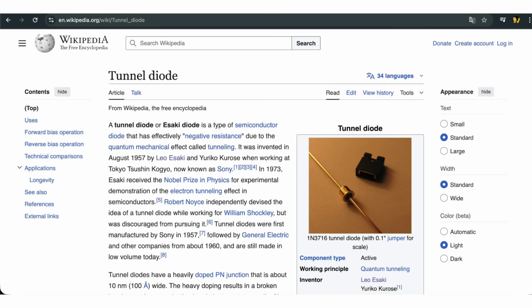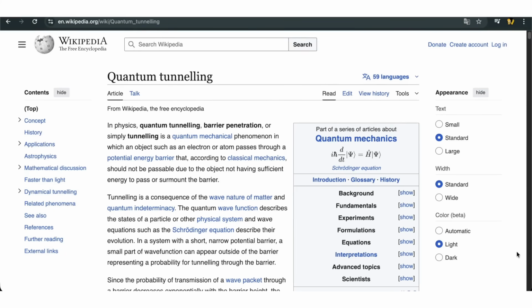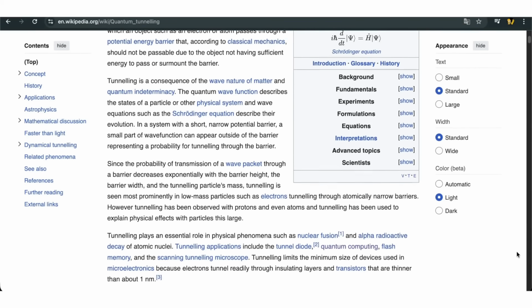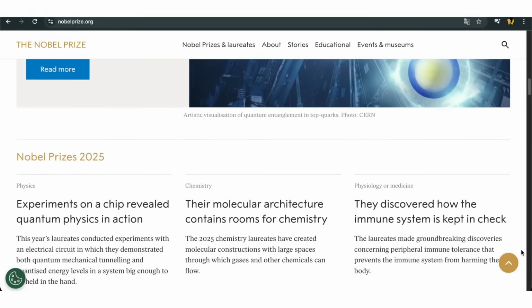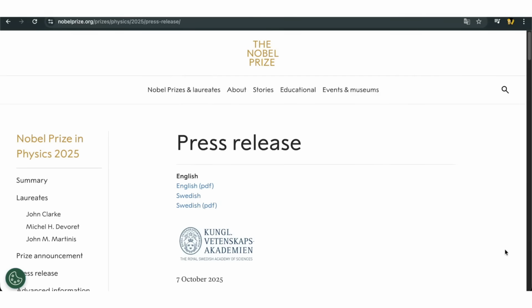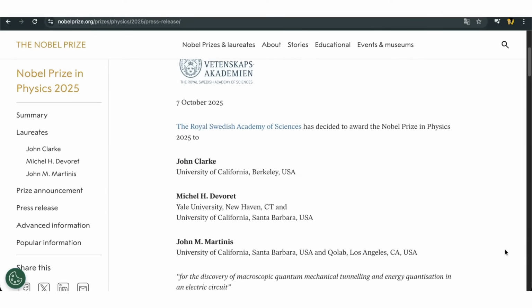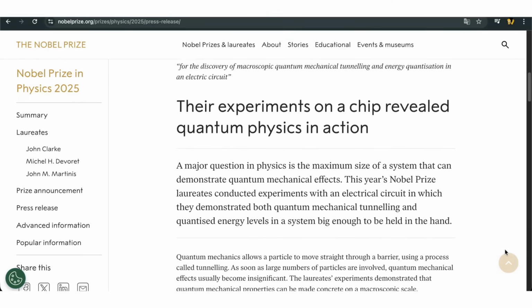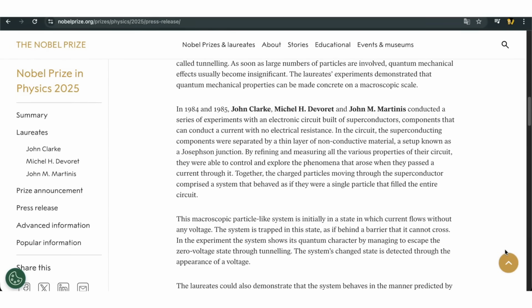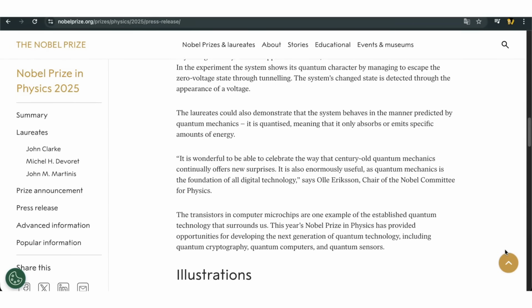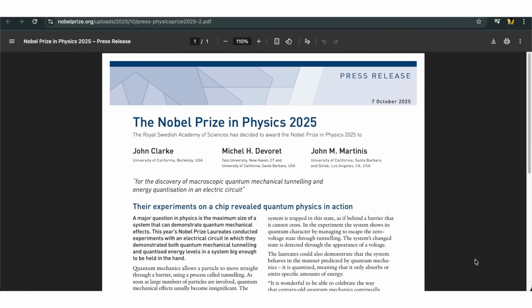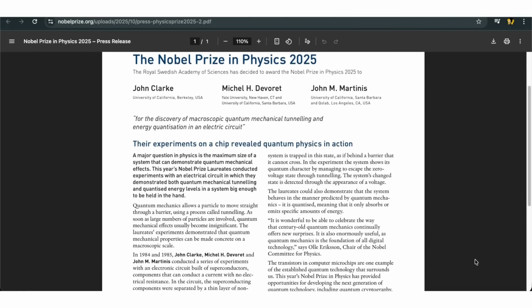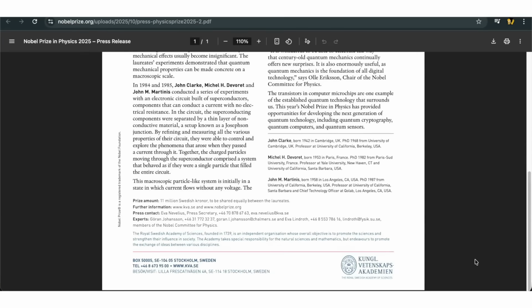People may have forgotten about tunnel diodes, but quantum tunneling is still very much being studied. On December 10th of this year, the Nobel Prize award ceremony will take place. The physics prize will be awarded to John Clarke, Michel Devoret, and John Martinis. Can you guess what for? Yes, for yet another contribution to quantum mechanical tunneling. More precisely, for the discovery of macroscopic quantum mechanical tunneling and energy quantization in an electrical circuit.